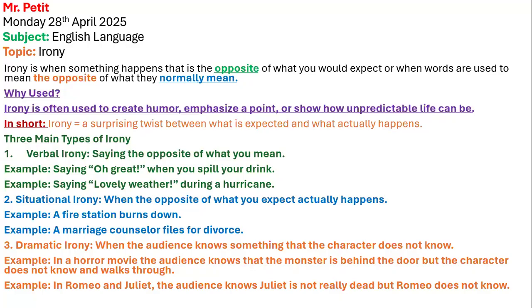Present. Go ahead and read verbal irony, the one in green. Verbal irony: saying the opposite of what you mean. Example, saying, oh great, when you spill your drink. Example 2, saying lovely weather during a hurricane. Very good.